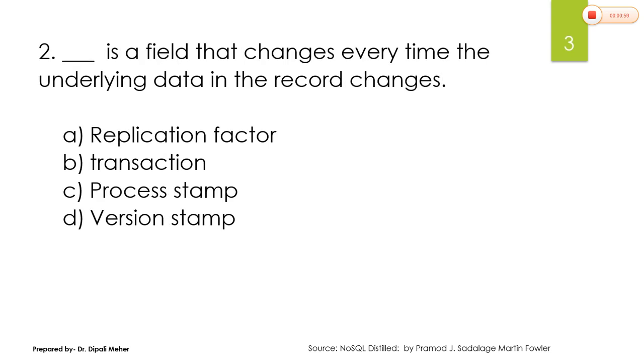Next question is, dash is a field that changes every time the underlying data in the record changes. Options are A. Replication factor, B. Transaction, C. Process stamp, and D. Version stamp. The correct option is option D, Version stamp. Version stamp is a field that changes every time the underlying data in the record changes.